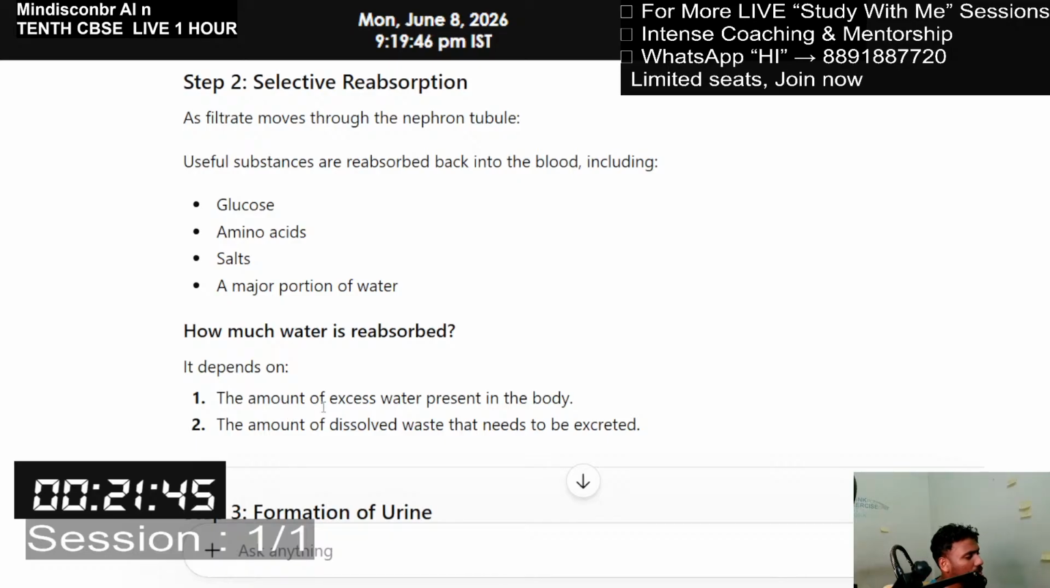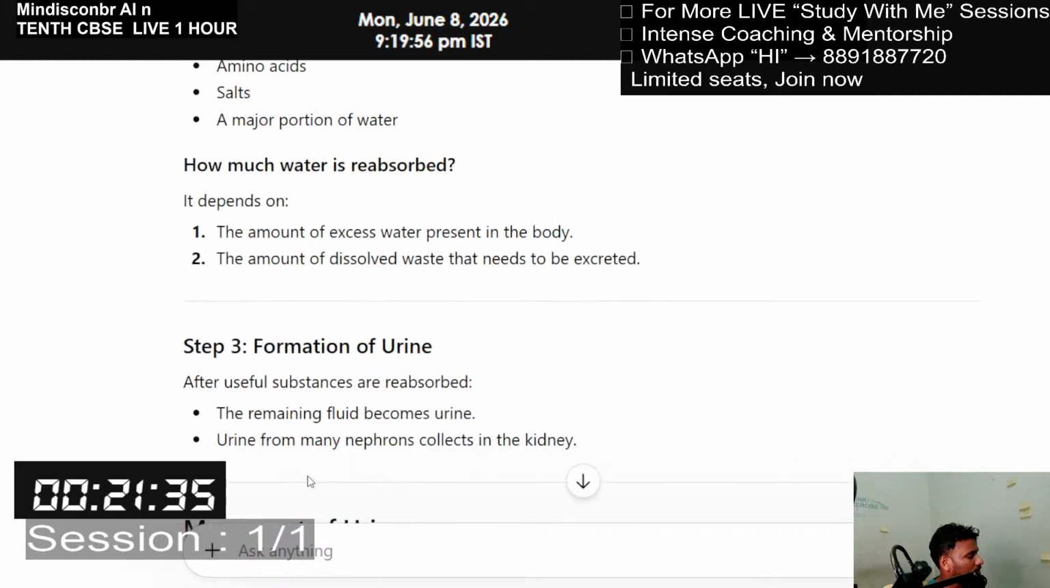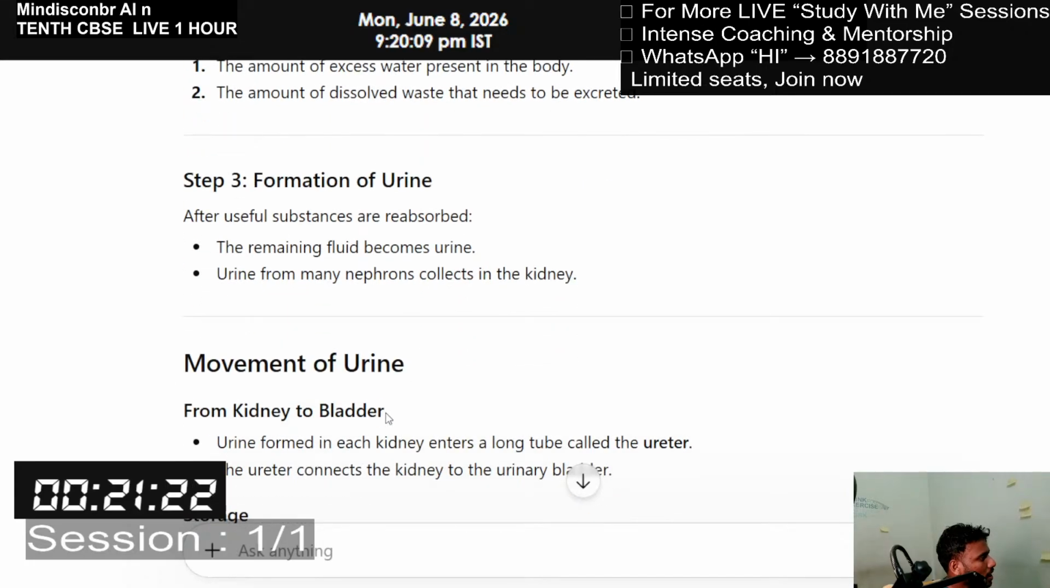So how much water needs to be reabsorbed? It depends on the amount of excess water present in the body, and also the amount of dissolved waste that needs to be transported. Formation of urine: after useful substances are reabsorbed, the remaining fluid becomes urine.